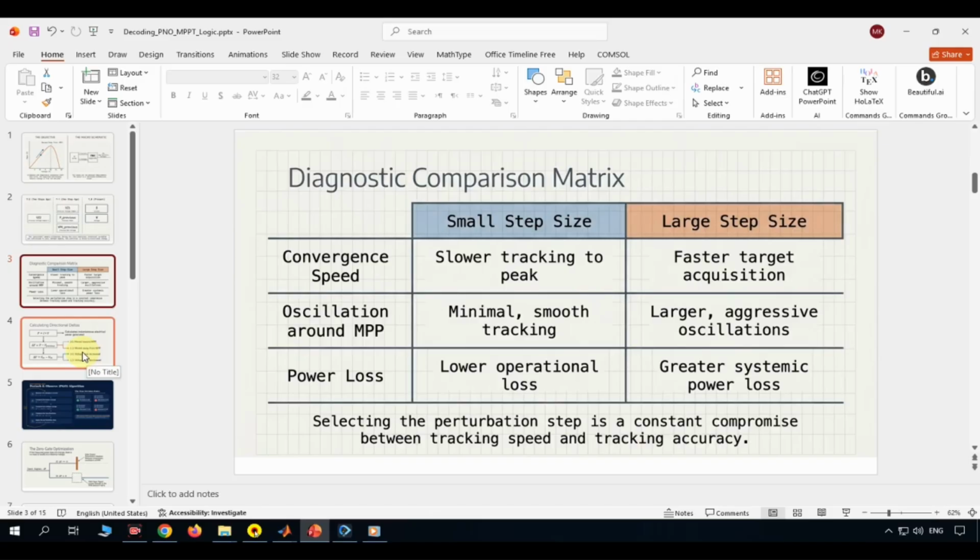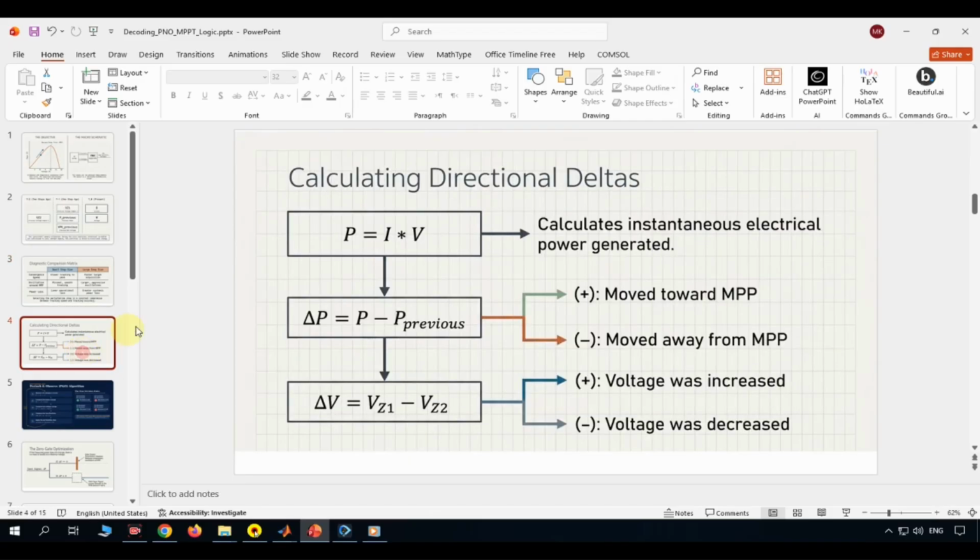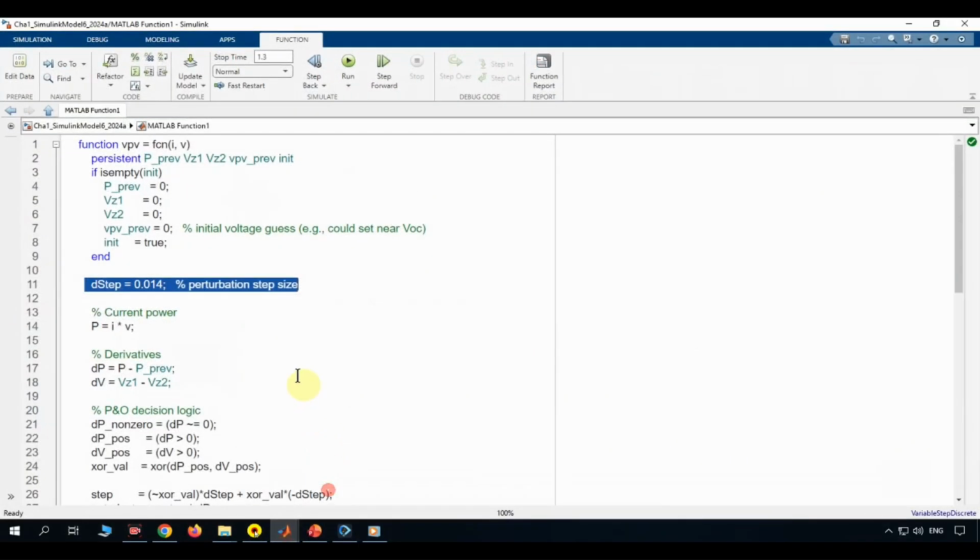The instantaneous photovoltaic power is calculated as power equals current multiplied by voltage. This is simply the electrical power equation. Power equals voltage multiplied by current. This value represents the amount of electrical power currently generated by the PV array.